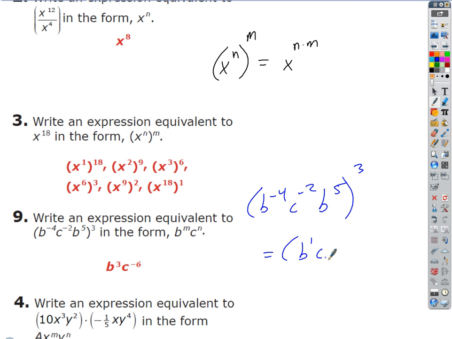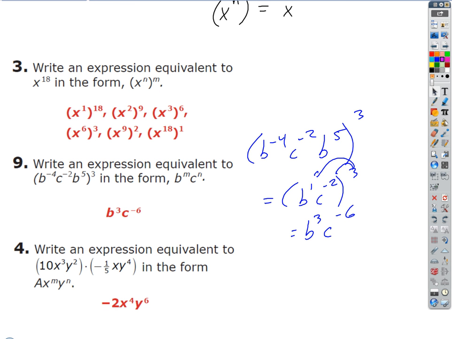I don't even have to write the 1. c to the negative 2. And then what do I do if I'm going to take each of these to a power? If I take a power to a power, what do I do to the exponents? Multiply. So I'm just going to distribute the 3 to both of the exponents. So I'm just going to get b cubed c to the minus 6. Okay? No biggie. You got this.